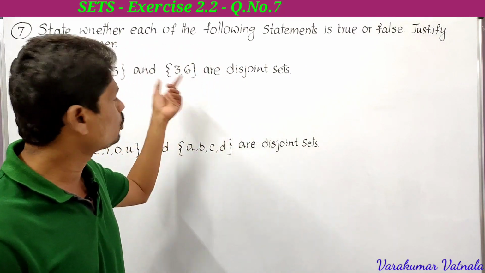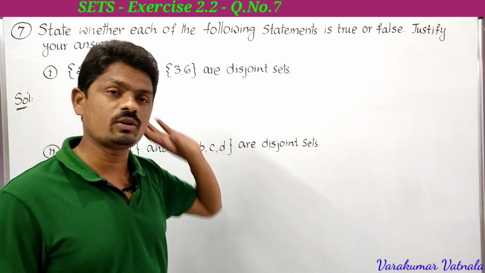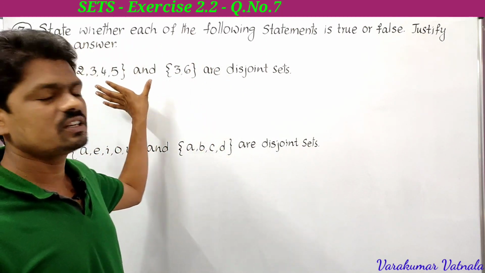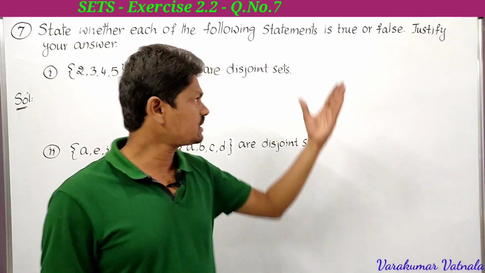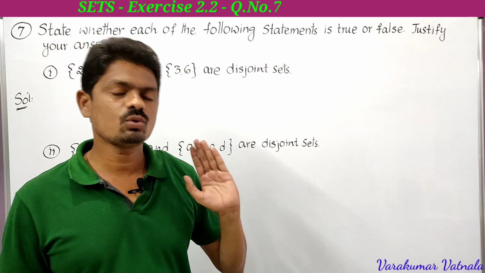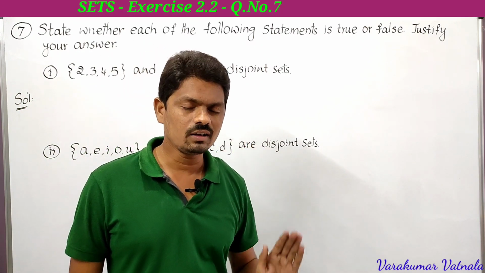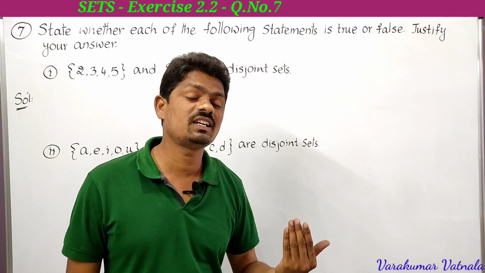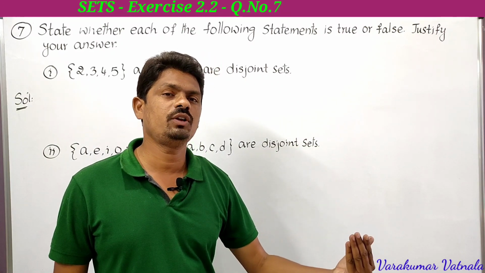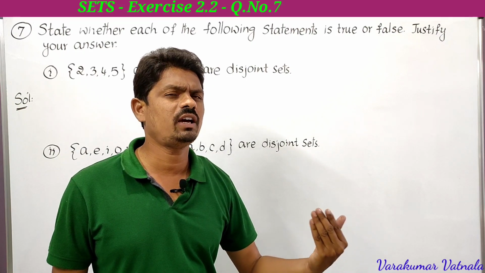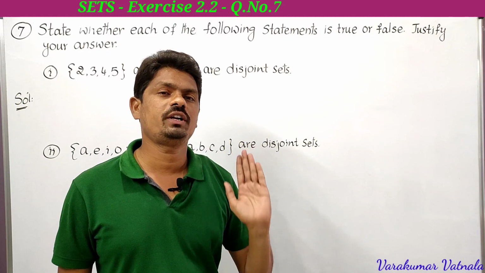So whether it is true or false we have to write. If these are disjoint sets we have to write true. If these are not disjoint sets we have to write false. So justify your answer, he is asking. So see here, first we have to learn what disjoint sets are. So just you have to watch the previous video. Already I have explained very clearly types of sets. So once again recall what it is.